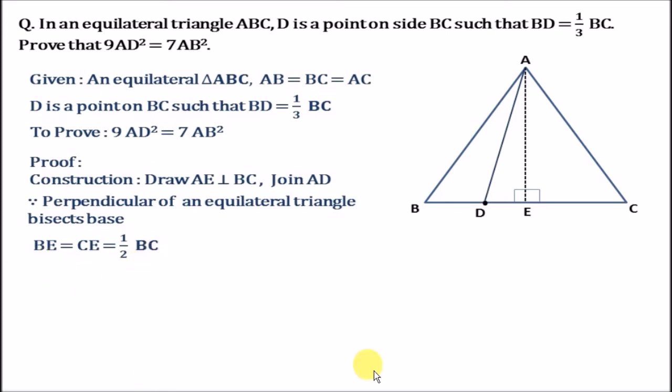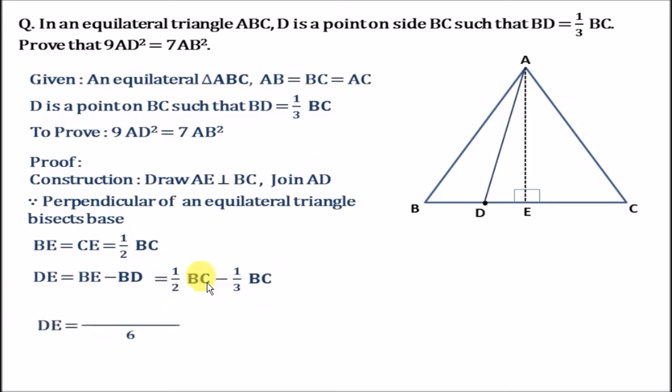Now the base of the other right triangle is DE. Now let's try to relate it. From the figure we can say that DE equals BE minus BD. Now putting the values of BE and BD. BE is half of BC, we have just figured it out right now, minus BD, which is given to us as 1/3 of BC.